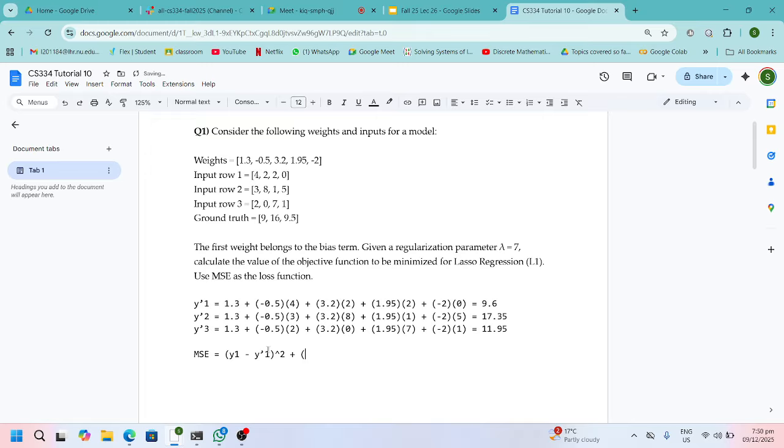Then I will take the next one, which is of course y2 against my second input. So y2 minus y hat 2 and then uska square. Then let's take my third one. Once I take all of these, I have to divide them with the total number of terms. So इसको आप divided by 3 कर देंगे.